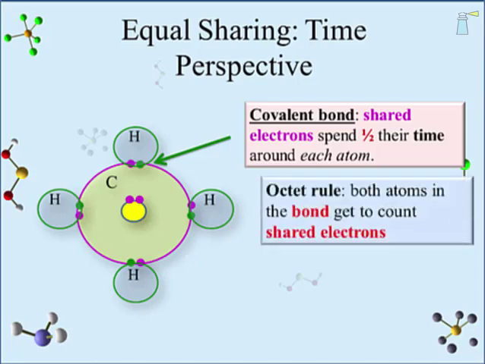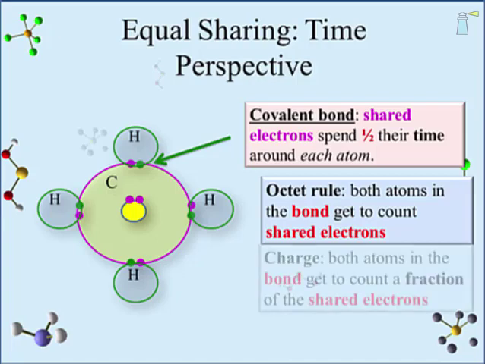In that rule, both atoms in the bond get to count shared electrons. Counting the same electron twice is just a way of understanding why bonding occurs. But each single electron in a bond is, after all, just a single electron. So when we are keeping an account of charge, we cannot count the same electron twice. Therefore, when counting charge in a covalent bond, both atoms in the bond get to count a fraction of the shared electrons.